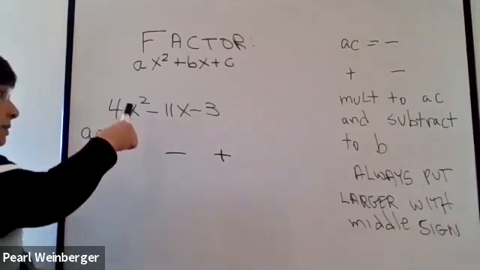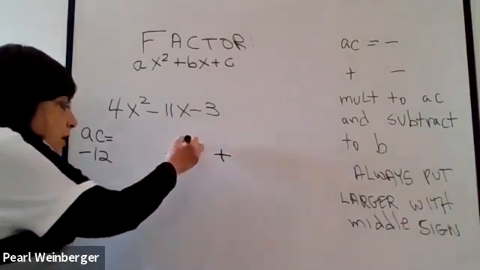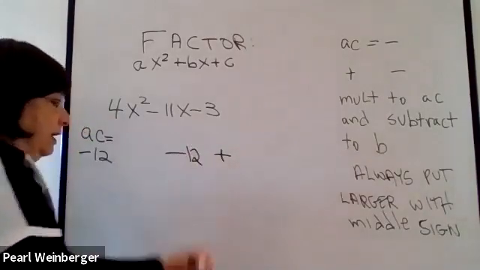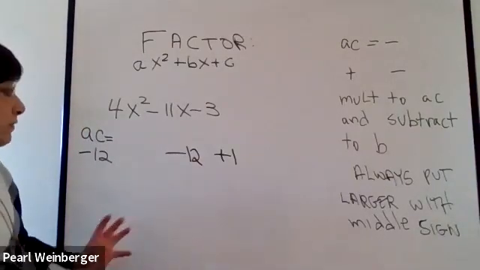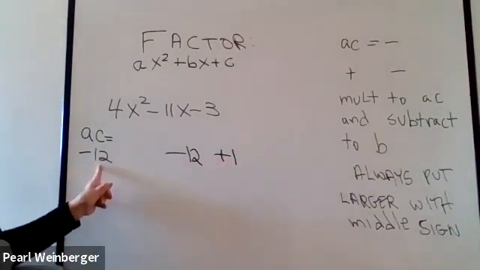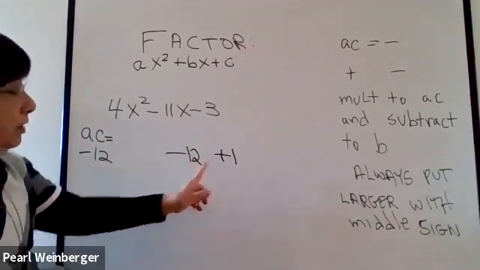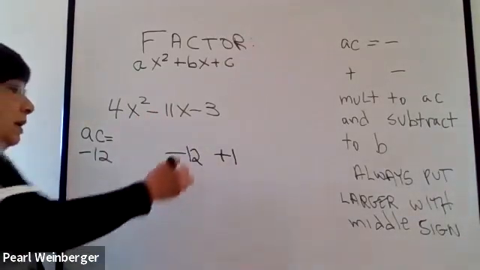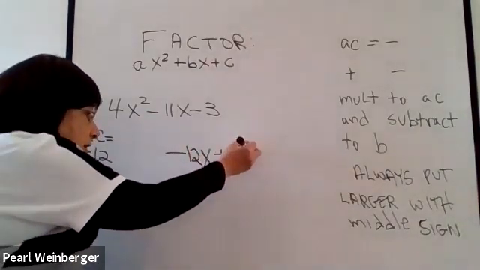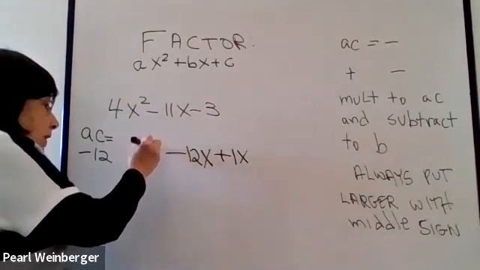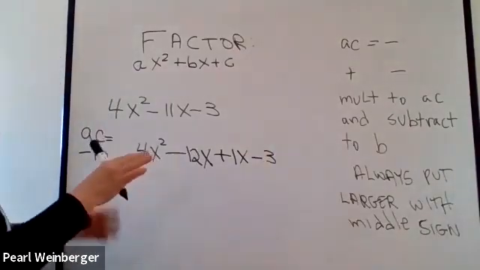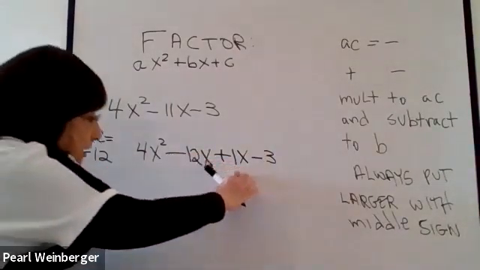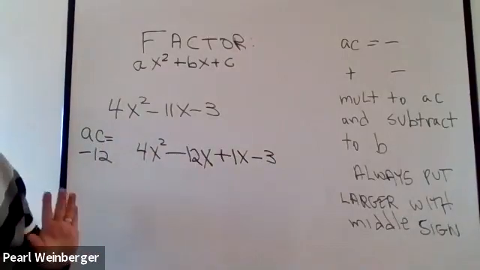Negative 12 and 1. And since the middle term is negative, I must put the larger number with a negative and the smaller number with the positive. So negative 12 times 1 will give me negative 12, and negative 12 plus 1 will give me negative 11. Now, of course, I put an x next to each of these and bring down the other two terms. Here's my 4x squared, here's my minus 3. Again, I could have put the 1x first and the negative 12x second. It doesn't make a difference.